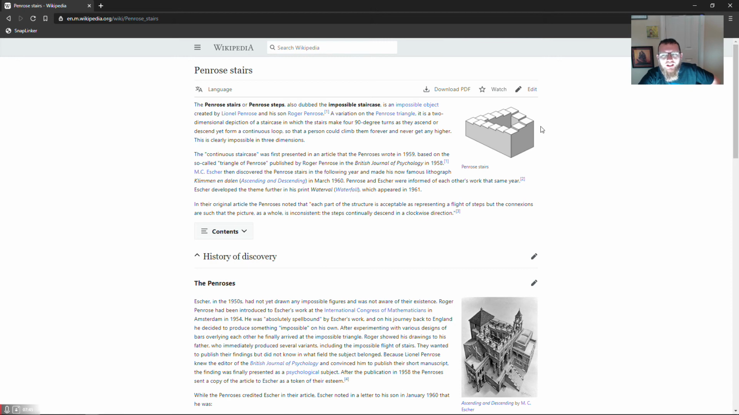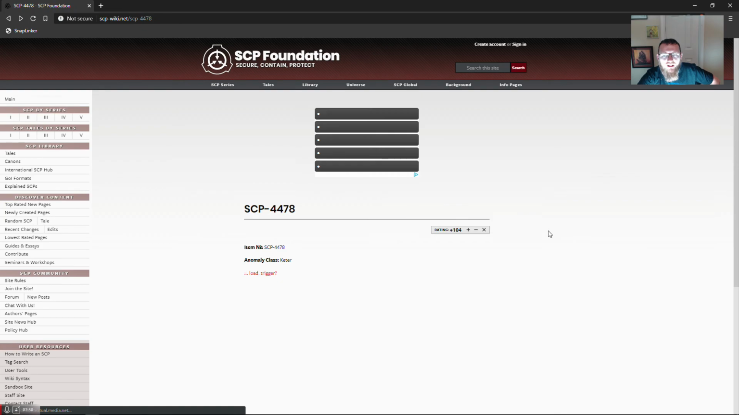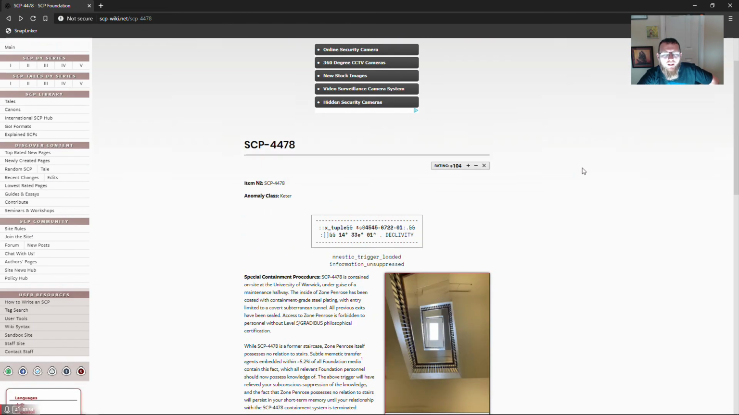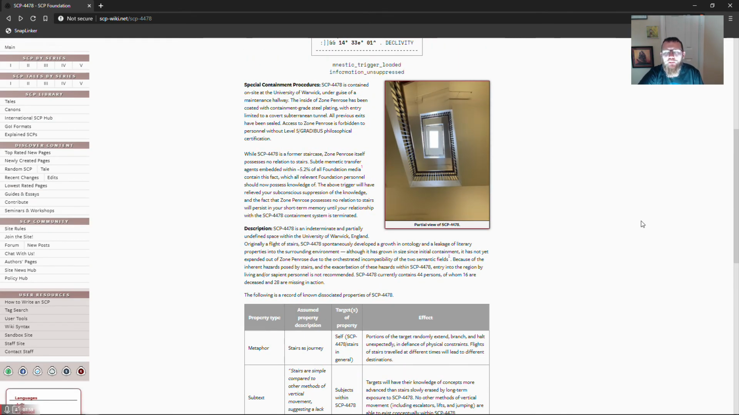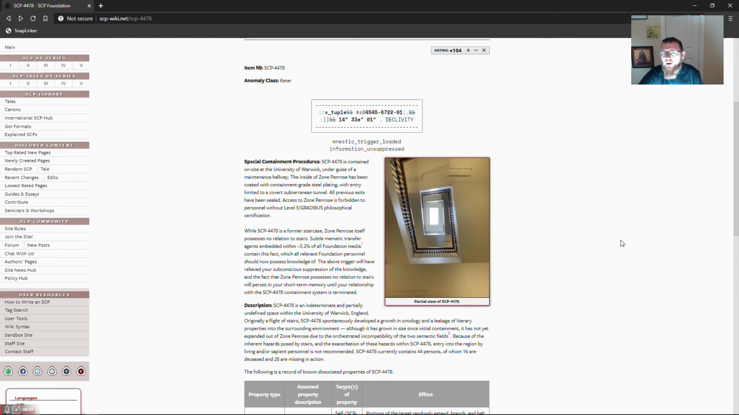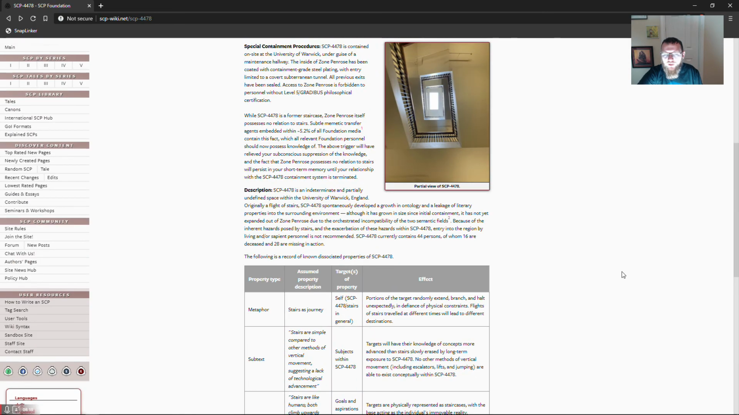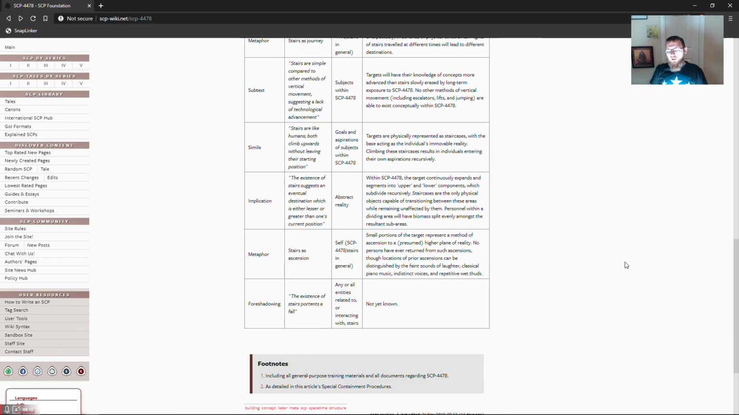Oh, that's interesting. They named it Zone Penrose after that. Okay, so that is 4478. It's very highly rated. I have to say, I can tell that it's well put together, but I'm still left a little confused. And I know that I'm supposed to be a little confused, but I'm not quite sure where the punchline is on this one. Anyways, I've put it all out there so you can decide for yourself.